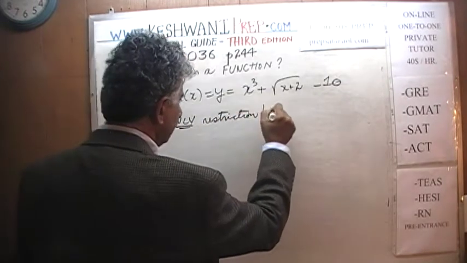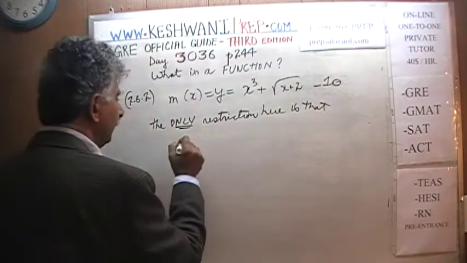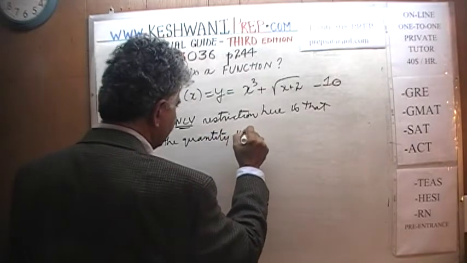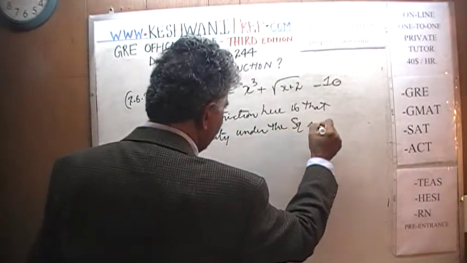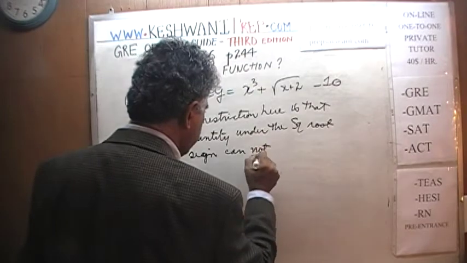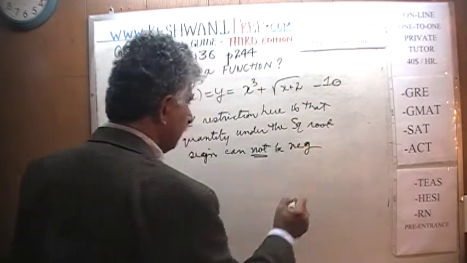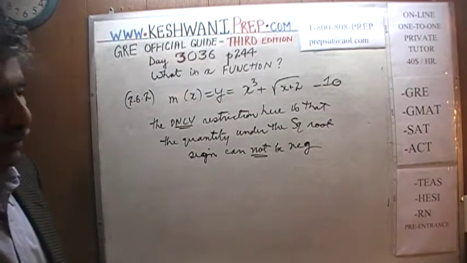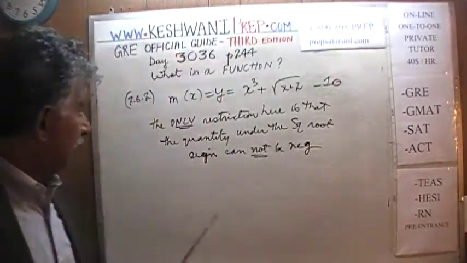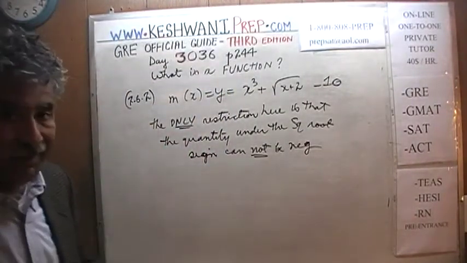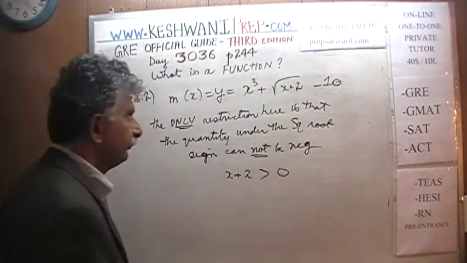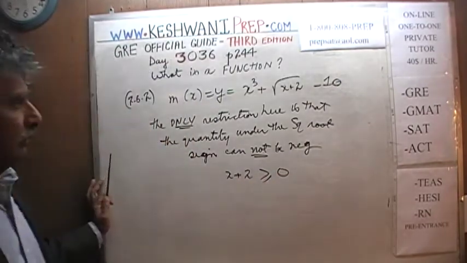The only restriction here is that the quantity under the square root sign cannot be negative. Of course, the quantity under the square root sign cannot be negative. We cannot take a square root of a negative number. No such values exist. No real number exists. You understand? In mathematics, we'll say that X plus 2 has to be positive or equal to 0. 0 is fine. It can be 0.